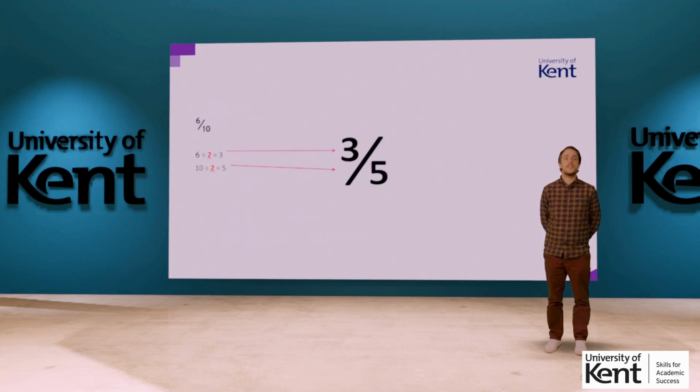After this, we can then divide both our numerator and our denominator by that highest common factor of 2 in order to simplify our fraction. 6 divided by 2 is 3, 10 divided by 2 is 5. This gives us our final answer of 3/5, as we can't simplify any further.